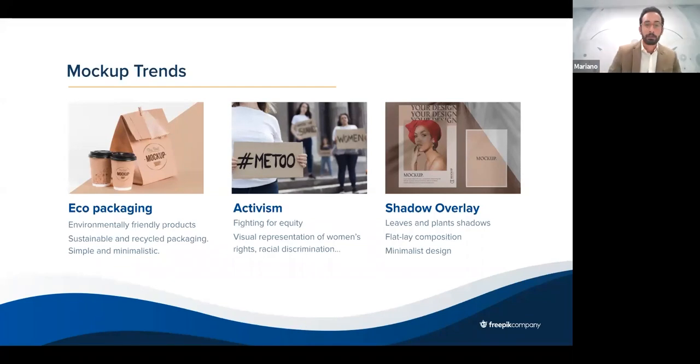And the last one for mock-ups is what we call shadow overlay. That is basically this kind of shadow with leaves and plants. This is a trend that we saw a lot on social media, like Instagram, etc. So it is a trend in design too, always keeping a flat lay composition and minimalist shadow to advertise any type of product. So this is going to be also an important trend for 2021.